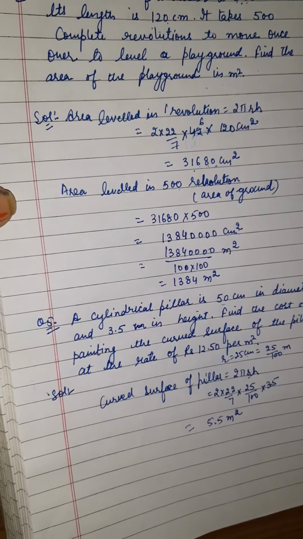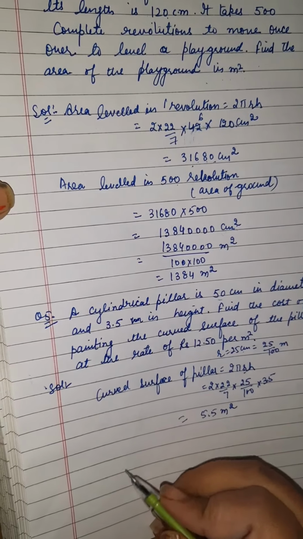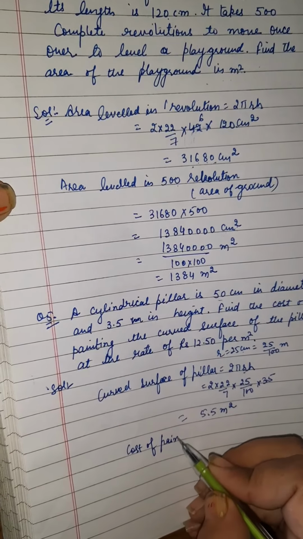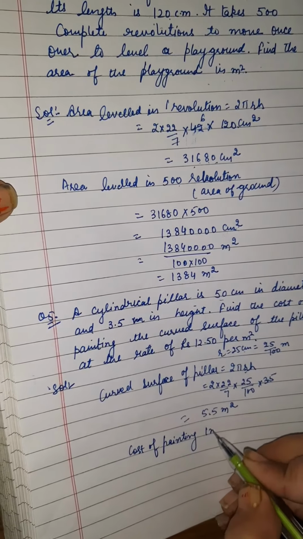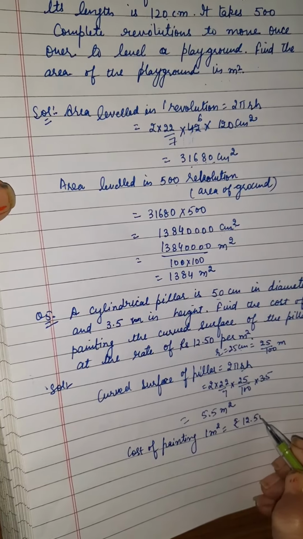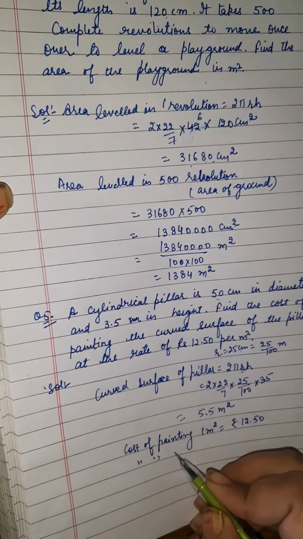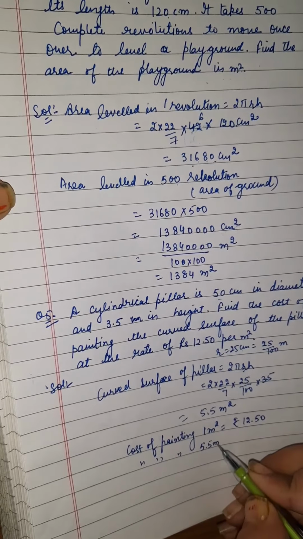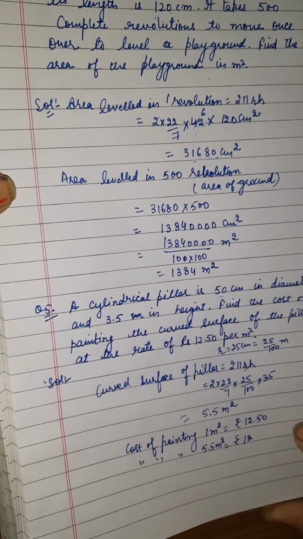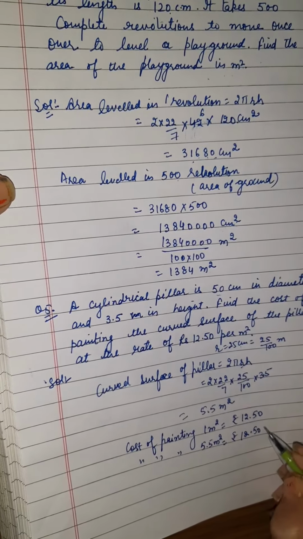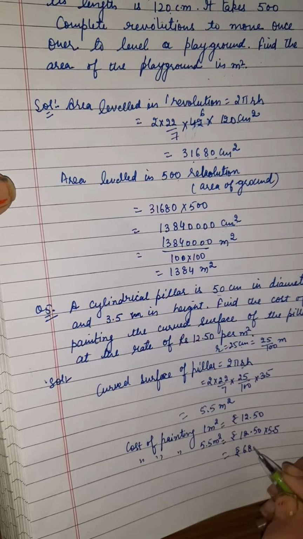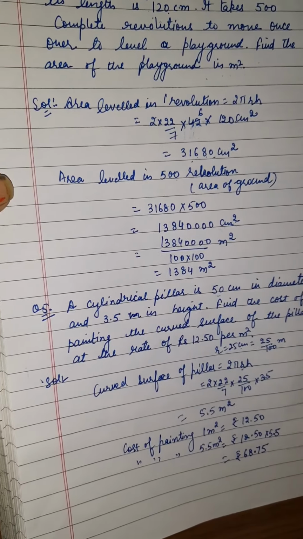Now the cost of painting. Cost of painting 1 meter square is rupees 12.50. Then the cost of painting 5.5 meters square, multiply. We use the unitary method. It is rupees 68.75.